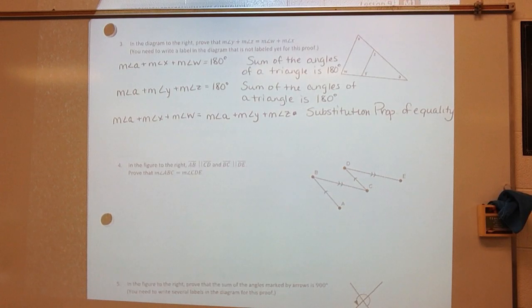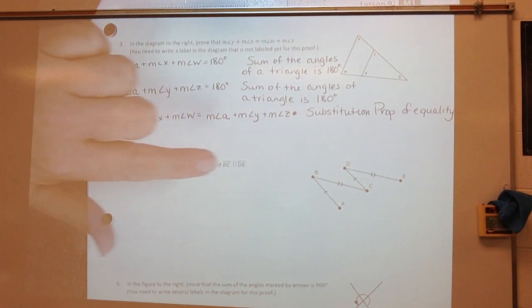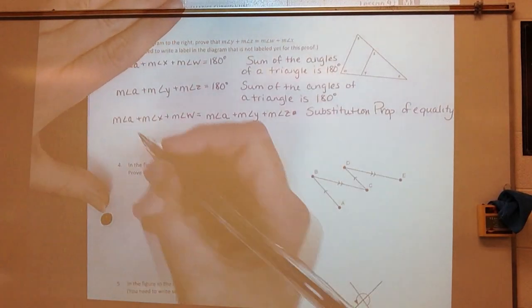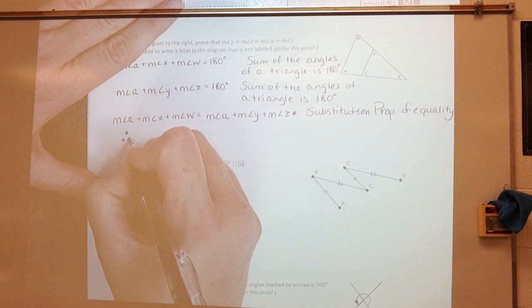Now, I've substituted. If I have the measure of angle A on both sides, so if I subtract that, look what I end up with. The measure of angle Y plus the measure of angle Z is equal to the measure of angle W plus the measure of angle X. That's what I'm trying to prove. So I can now prove that.